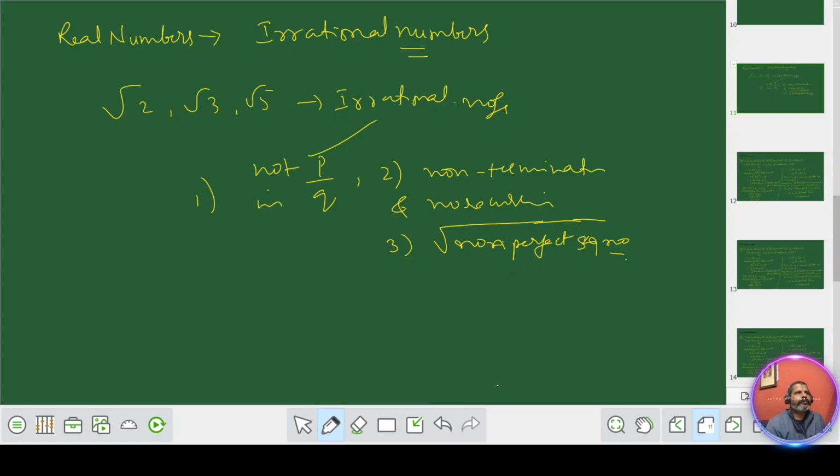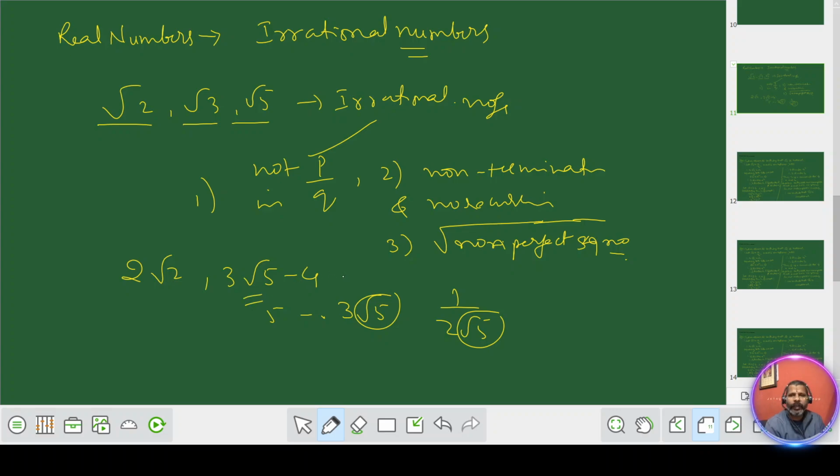In this class, we will see how we prove that root 2, root 3, root 5 are irrational numbers, or that 2 root 2, 3 root 5 minus 4, 5 minus 3 root 5, or 1 by 2 root 5 are all irrational numbers. If an irrational number is combined with any rational number, then it becomes an irrational number. We will see in this class how we prove all these are irrational numbers.